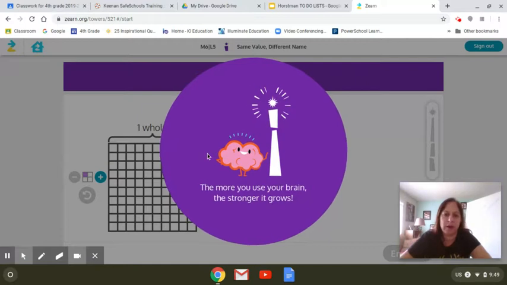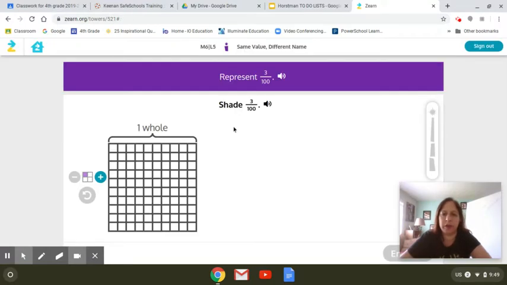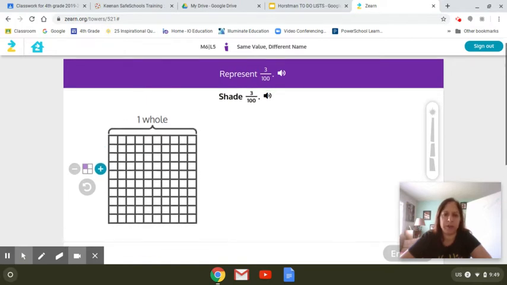In this lesson, you're going to be doing hundredths and showing them in different forms. So first, what we're going to do is shade 3 hundredths. That means there's 100 boxes here. So we're going to shade 3 of them.